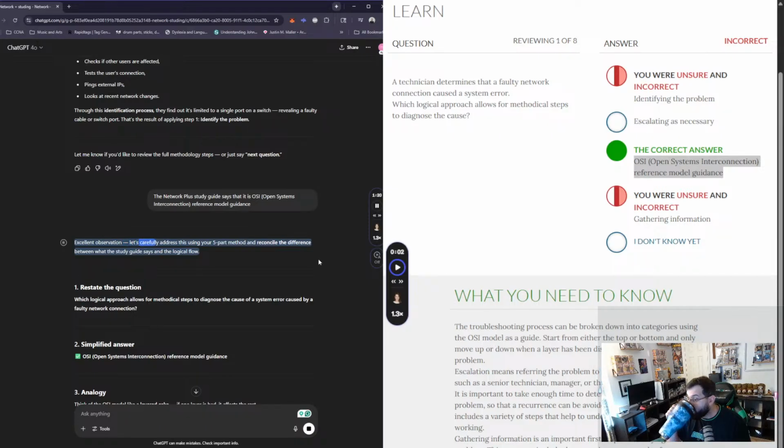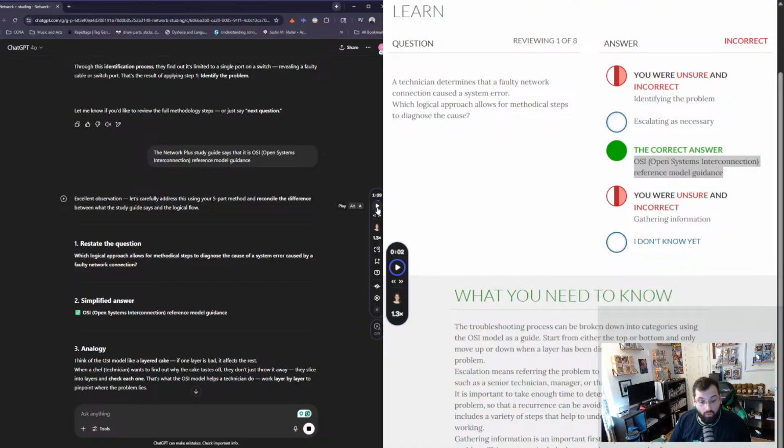Excellent observation. Let's carefully address this using your 5-part method and reconcile the difference between what the study guide said. And note that my 5-part method is just a prompt that I gave it. It's like a high school student. It's only going to do exactly what you tell it to do. So you have to tell it exactly what to do. Do not leave it up for interpretation. It's not an actual human, so you can't leave it up to interpretation for them to learn how to think for themselves. It's never going to think for itself, or at least I hope it doesn't. I mean, I do hope that the AI learns to think for itself. But the point is that you want to make sure that you give it exactly what you want.